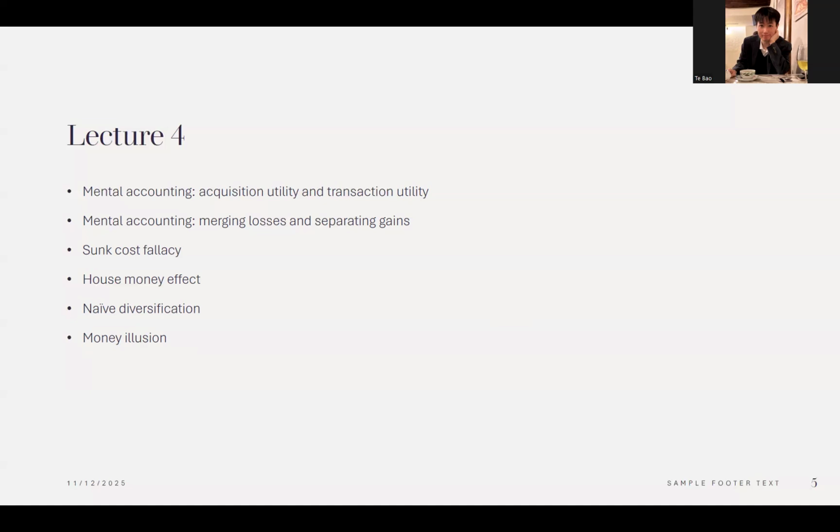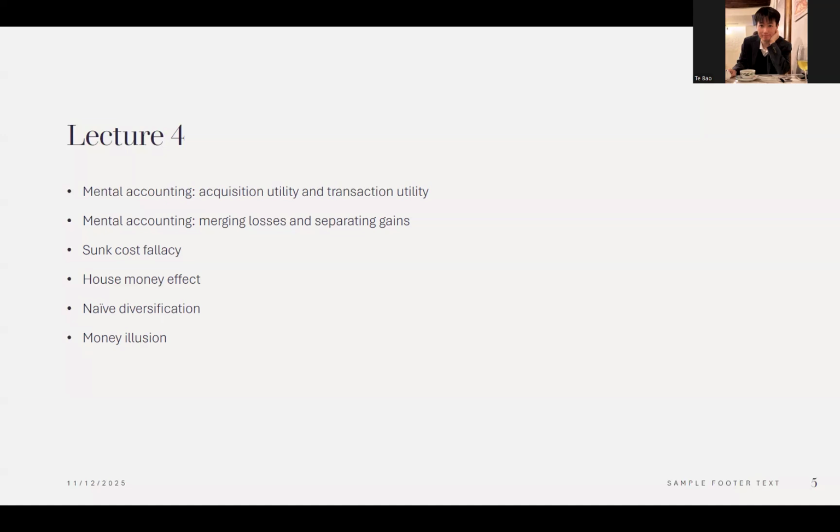And mental accounting is related to prospect theory and loss aversion. We also talked about how, if people have loss aversion and suppose that people have a concave utility function for both gains and losses, then in general it's better for you to merge losses and separate gains, because if you merge losses, the total pain is smaller than if you have separate losses.